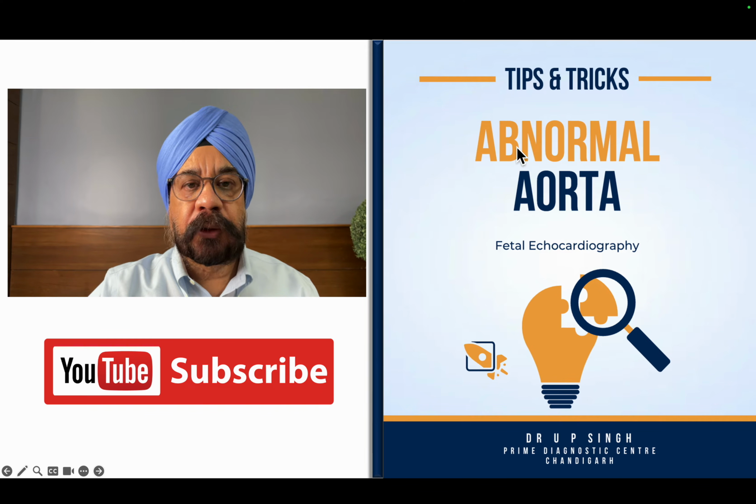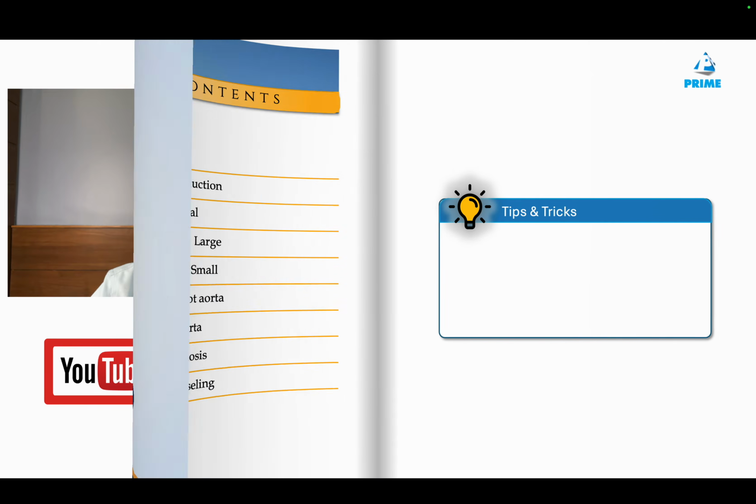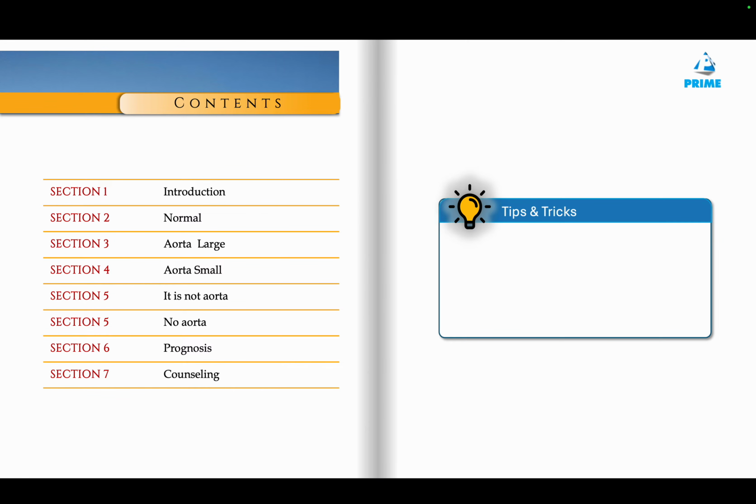And I'm just going to share a few tips and tricks for making an assessment of the aorta of a fetus. I'm going to tell you about the normal values, the introduction, and then I would tell you about large aorta. If you get a large aorta in fetal echo, what is the differential diagnosis? If you get a smaller aorta, what is the differential, and what if the artery which is coming out of the left ventricle is not aorta.